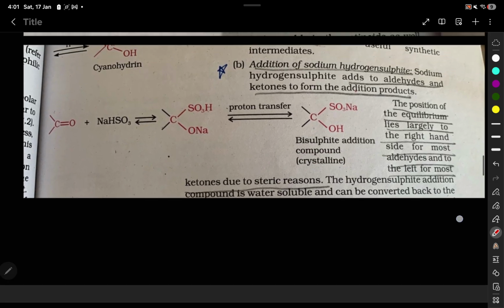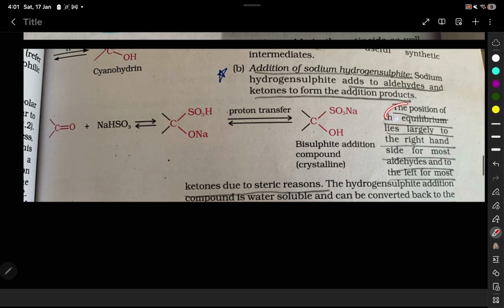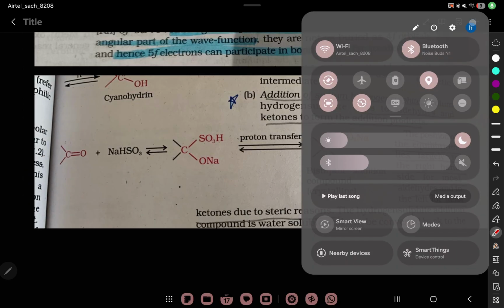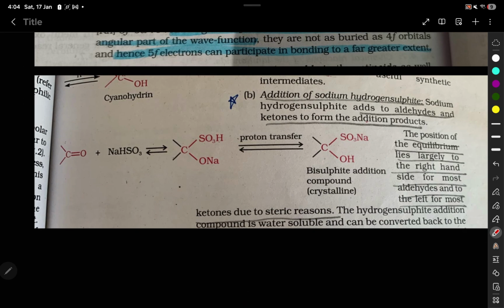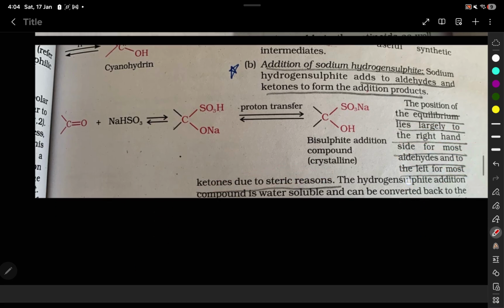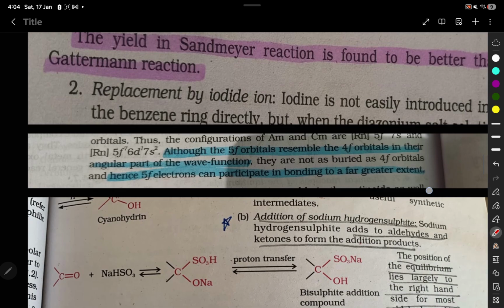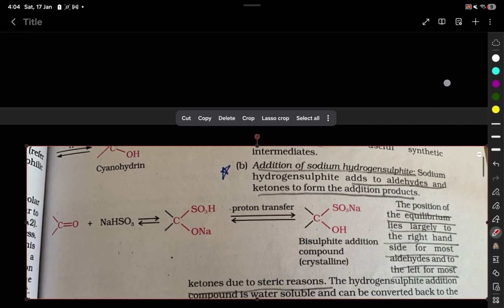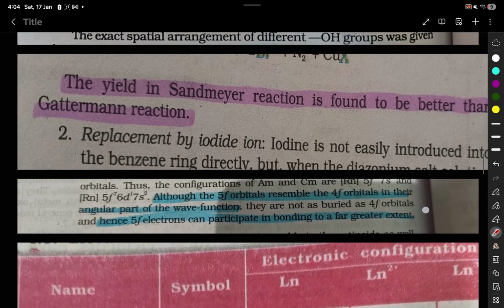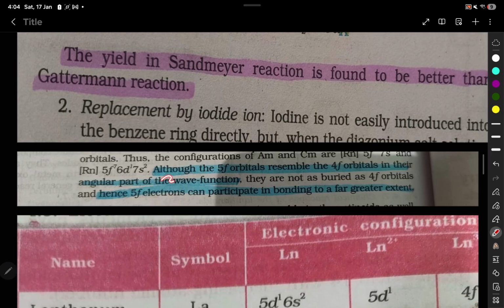And basically what we're supposed to learn from this is the position of the equilibrium. The equilibrium lies largely to the right hand side for most aldehydes and to the left for most ketones due to steric reasons. That kind of sounds intuitive, but it's still something we'll make a point of.